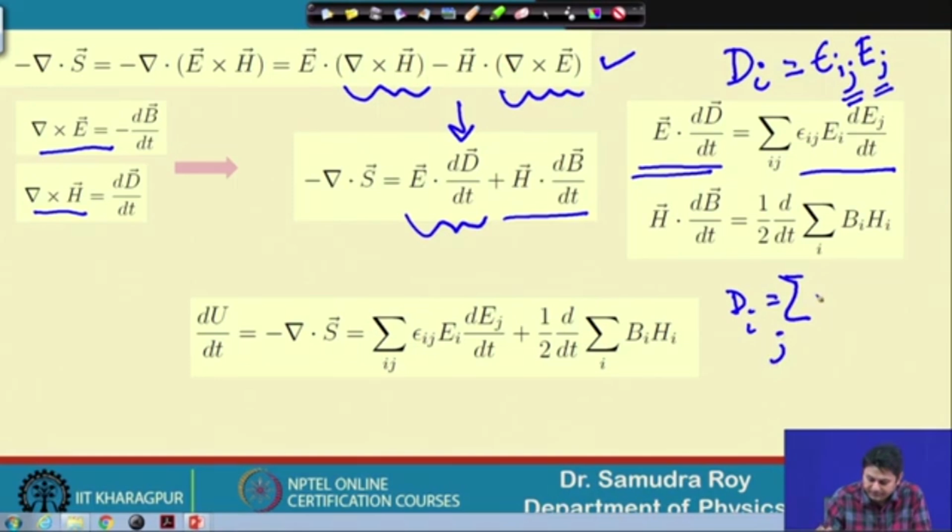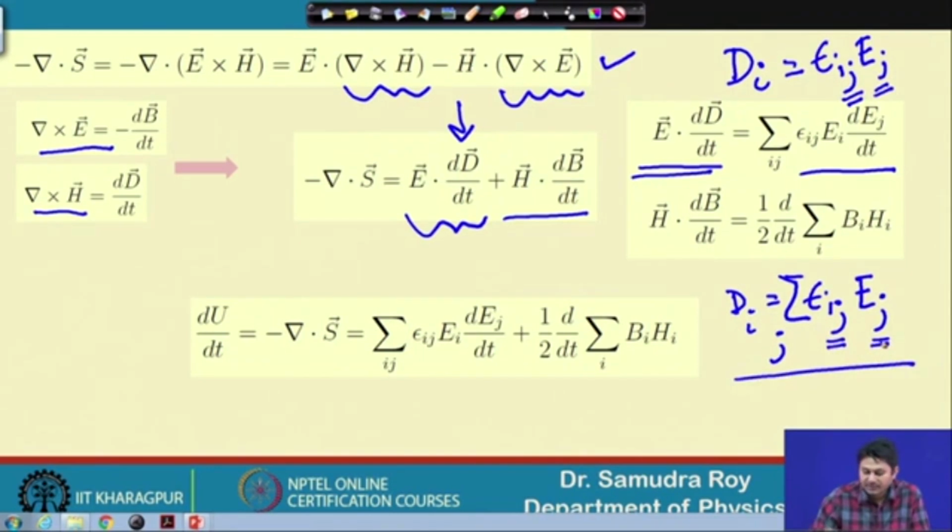summation over j, epsilon I j, and then E j. This equation suggests that the summation is over j, and when the j is repeated, then this summation is over j. Now, Einstein notation suggests that if these repetitive indexes are there, we should not use the summation sign. So, that is why I write d I epsilon I j E j. J is a repetitive index. So, that is why the summation sign is not required.